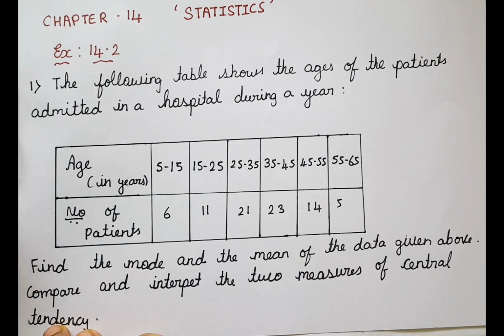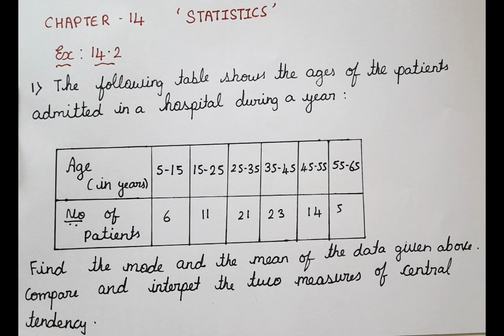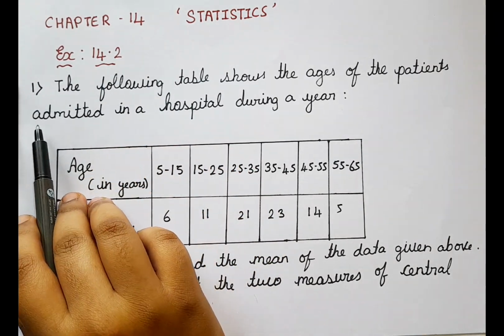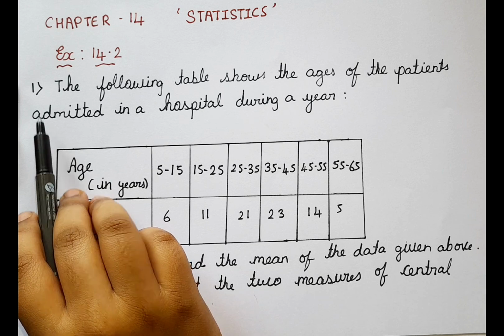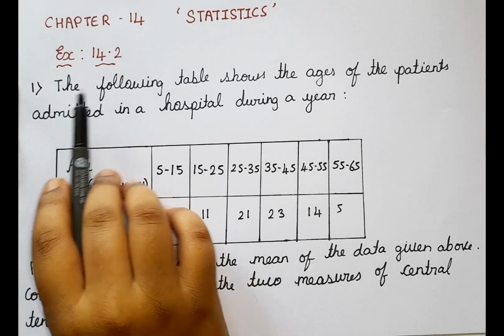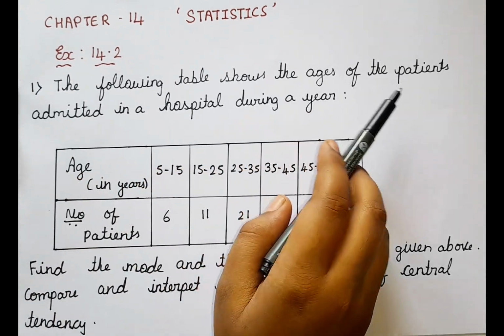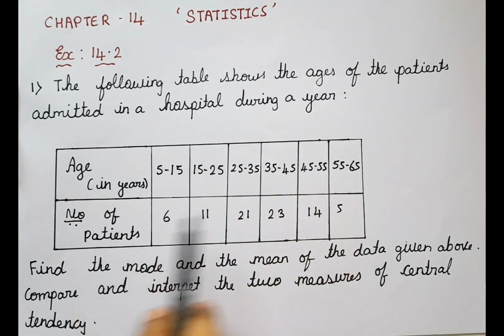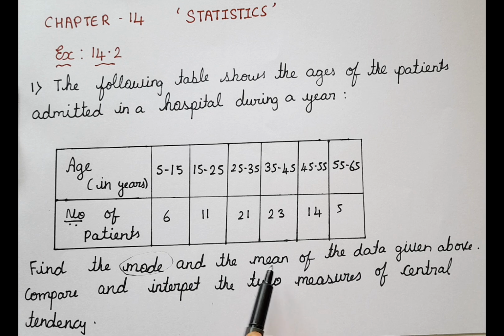Today we are going to be learning Chapter 14 Statistics, Exercise 14.2, first question. We are starting off with a new exercise, that is Exercise 14.2. Alright, now let's read the question. The following table shows the ages of the patients admitted in a hospital during a year. So this is the table. Find the mode and the mean of the data given above. Compare and interpret the two measures of central tendency.